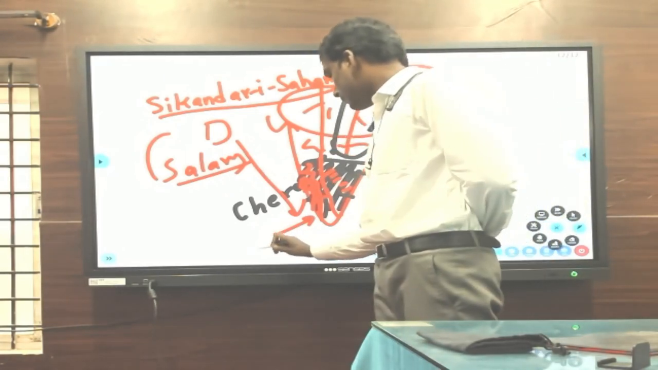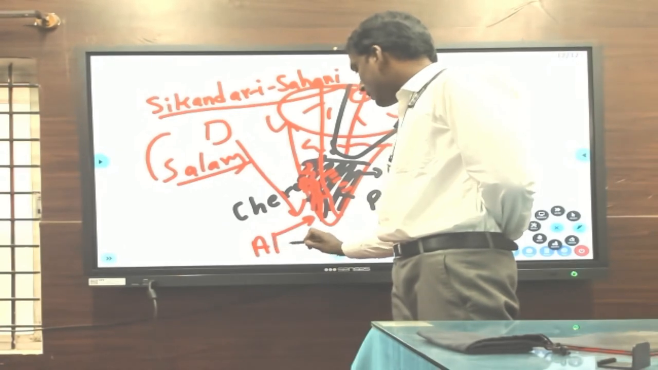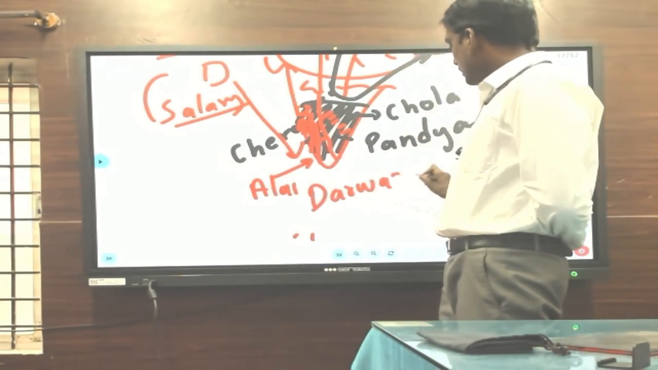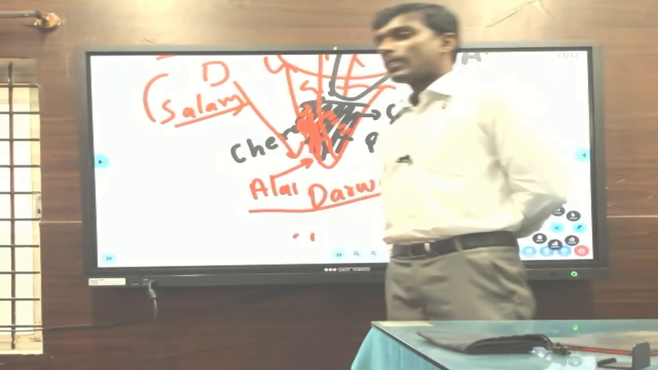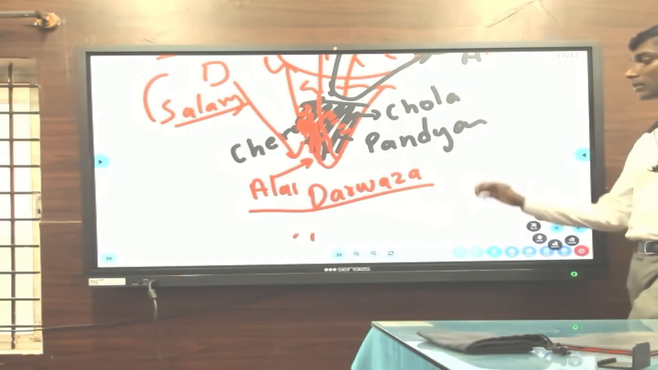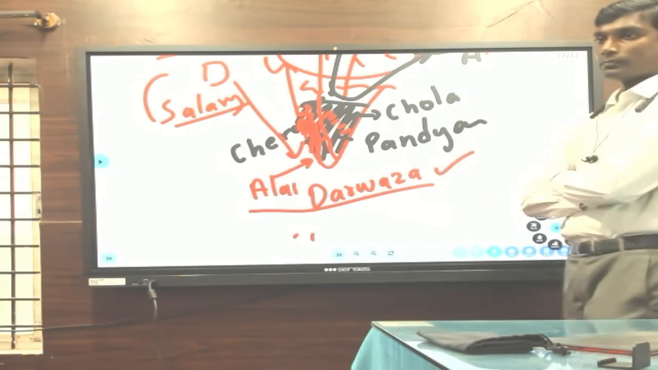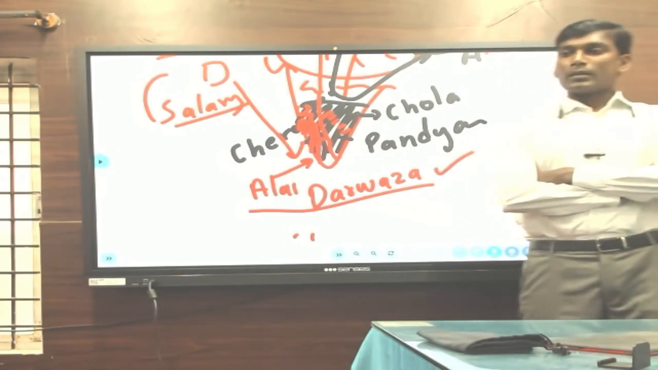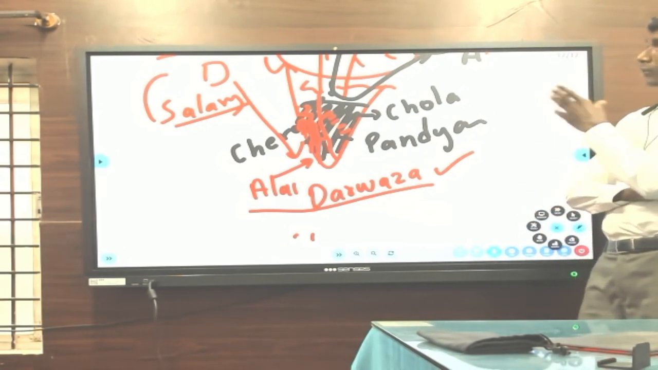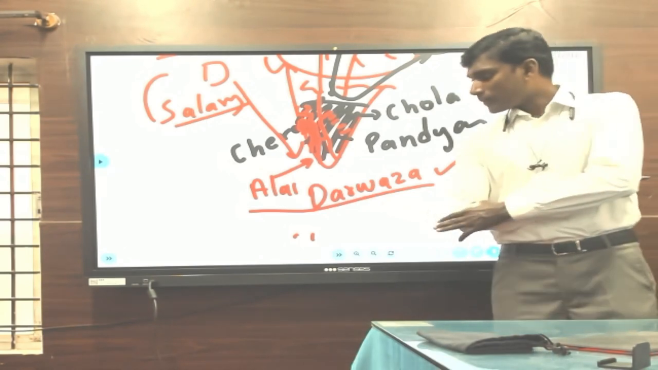He built Alai Darwaza. Alai Darwaza is near Qutub Minar. Okay, he built Alai Darwaza near Qutub Minar. Do you all understand? Fine? Okay. So these are some achievements of Allauddin Khilji.